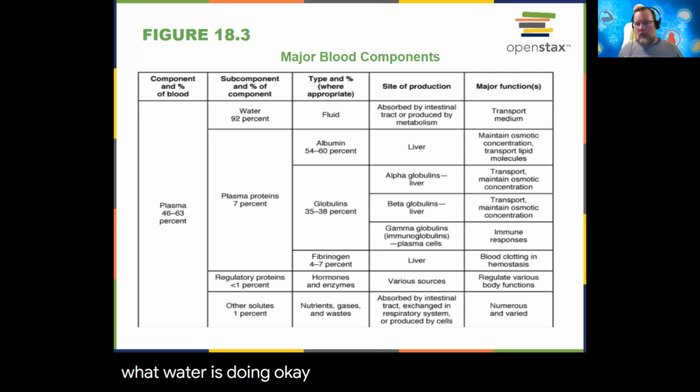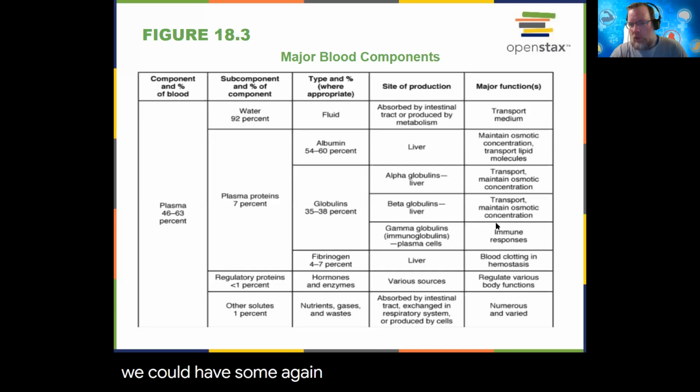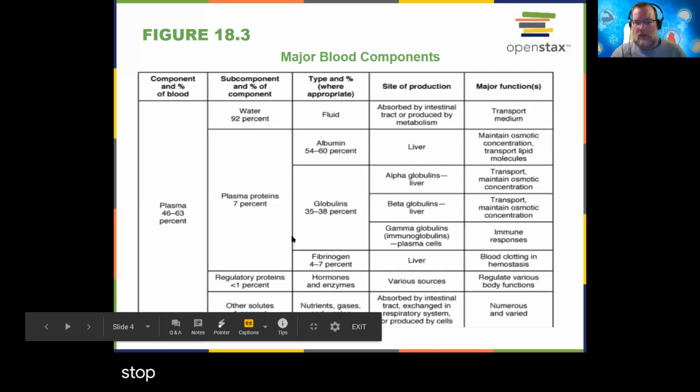Okay. So when we want to retain water, we need to retain sodium, and albumin percentages have to be correct. We could have some immune issues. We have some immunoglobulin levels that are low. These again are coming from plasma, specialized cells in the plasma. And there's so much environmental exposure to stuff that alters plasma levels.